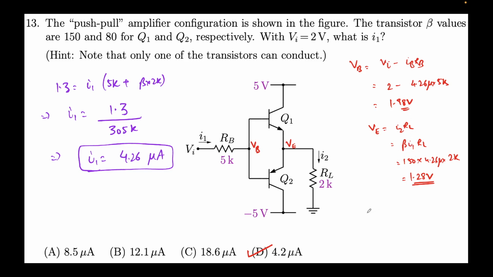You can see VB minus VE is 0.7, and for NPN, VBE should be 0.7, while for PNP, VEB should be 0.7. So we are satisfying this condition but not that condition. This clearly means that what we had assumed, that this is turned off and this is turned on, that assumption is indeed correct.